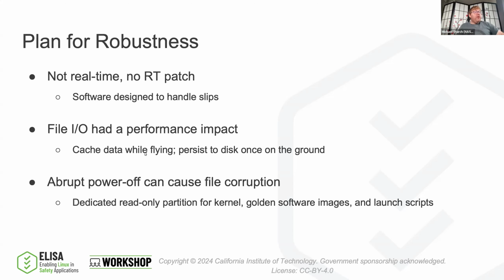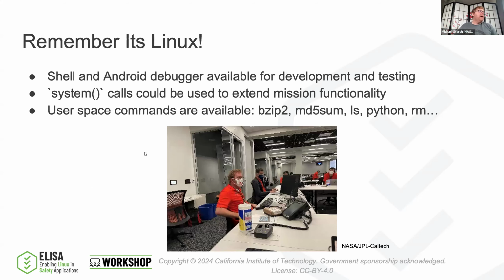So what we did is we made sure that the kernel and the golden software images, that's the piece that we run, were all on a read-only partition. That way, that partition will be the same each time we boot up, and any given run of the operating system and software shouldn't change that. And in this way, we at least had confidence that that initial read-only partition was ready to go the next time we hit the power switch.